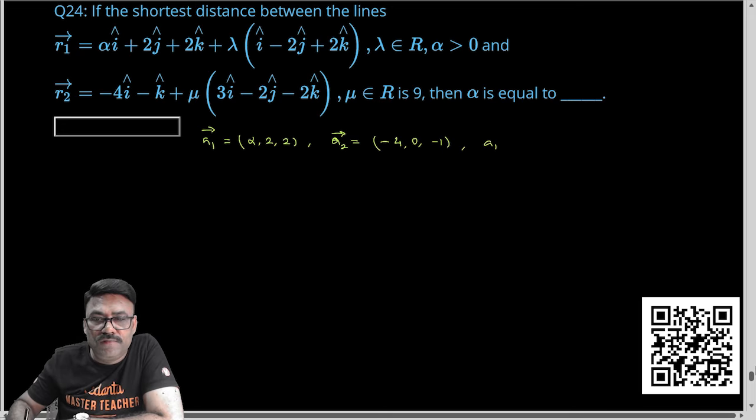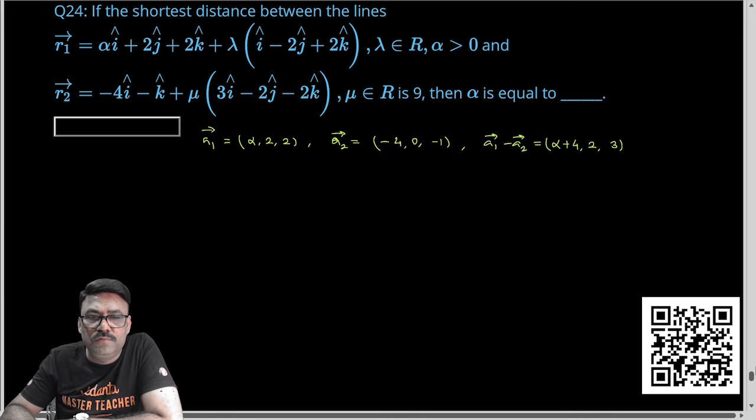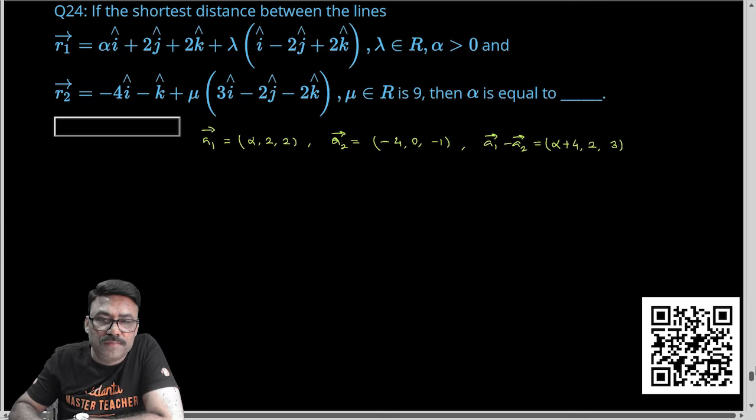So A1 minus A2 vector is alpha plus 4, 2 and 3. A1 vector is alpha 2 2. A2 vector is -4 0 -1. Subtract A1 minus A2. Now B1 vector is 1 minus 2 2. B2 vector is 3 minus 2 minus 2.